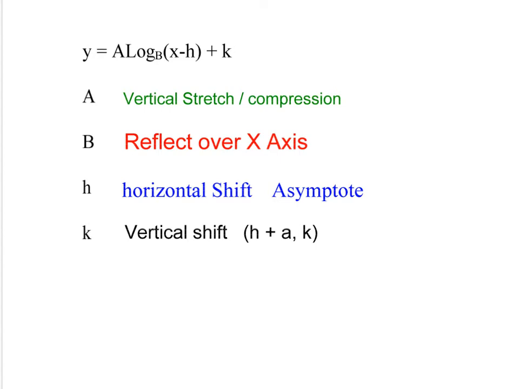Our h is our horizontal shift, and our h is also our vertical asymptote. And our k, just like before, is our vertical shift. Our critical point, which is typically at (1, 0), will always be the point (h plus a, k) if you are a mesmerizer.